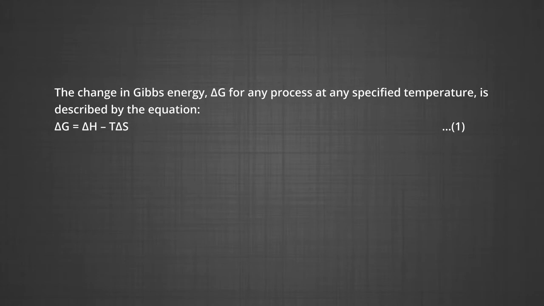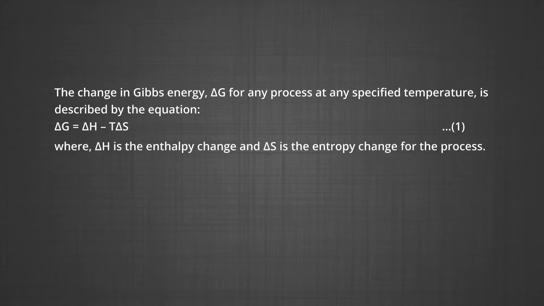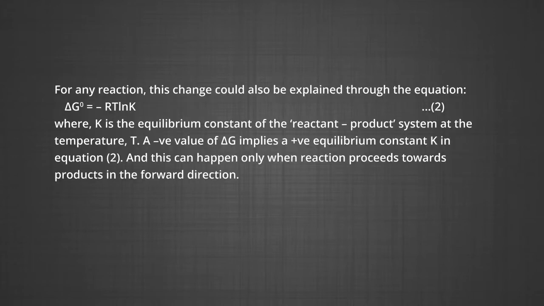You must be able to recall that the change in Gibbs energy, delta G, for any process at any specific temperature is described by the equation delta G is equal to delta H minus T delta S, where delta H is the enthalpy change and delta S is the entropy change for the process. For any reaction, this change could also be explained through the equation delta G naught is equal to minus RT natural log K, where K is the equilibrium constant of the reactant product system at the temperature T.